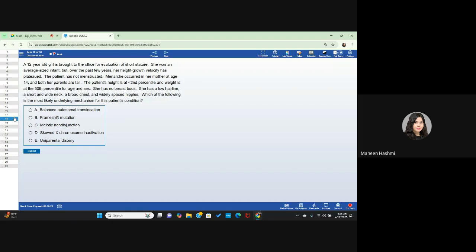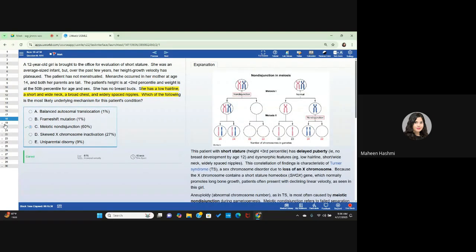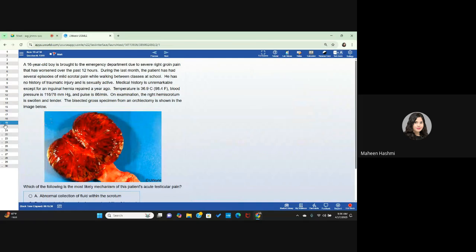All right. Next question. She has a low hairline, a short wide neck, and widely spaced nipples. What are they talking about? Very easy. Turner syndrome, from meiotic non-disjunction. We talked about this, so I need to go over this again.